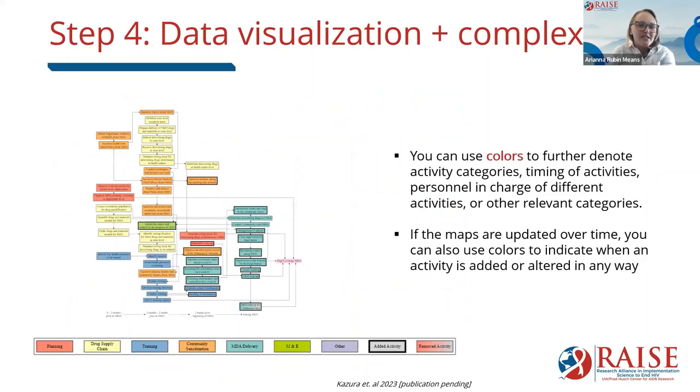I also wanted to mention that you can show complexity in your process by using colors. For example, in this map, we categorized steps by types of activity, like planning activities in one color and training activities in another color. We even used colors to show when we added activities to this map over time, because we were iteratively updating it throughout implementation. You can see that we bolded the outline of activities that were added over time. So you can get creative with colors, bolding, and other ways to communicate what you need to for your specific objective.